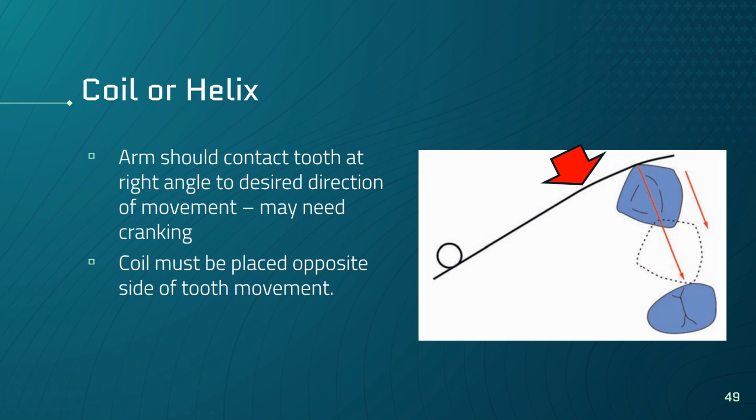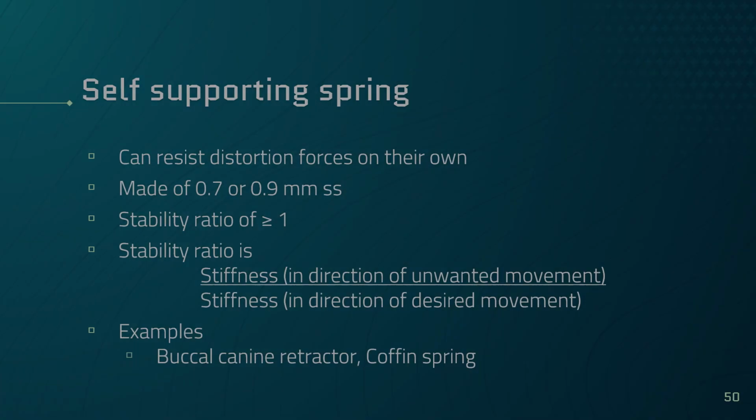Okay, the arm should contact the tooth at right angles so that the desired direction of movement may be obtained. Now, sometimes to achieve this, we may have to crank the arm, meaning a bend slightly in the arm so that this portion will contact the teeth at the correct tangent. Also important, remember the coil must be placed on the side opposite to the direction of tooth movement.